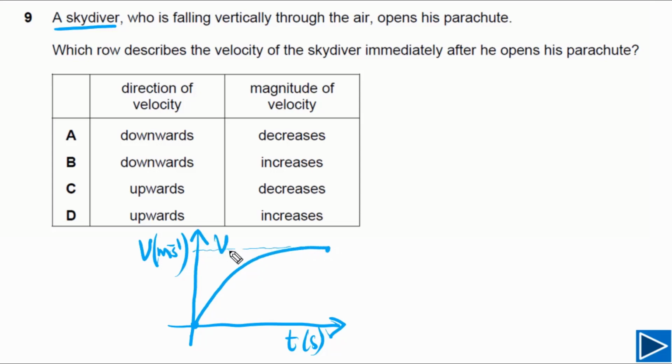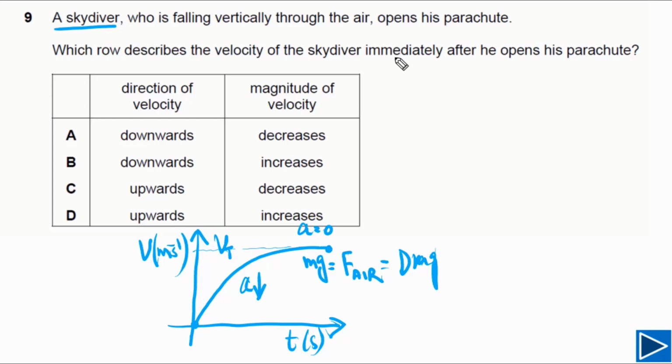Now if you look at this one, you can easily understand velocity is increasing but the gradient is decreasing. It simply means that the acceleration of the skydiver is decreasing with time, and finally at this point acceleration is equal to 0. Or simply we can say at this point mg is equal to the resistance, or we can say it is equal to the drag force. We can say simply it is equal to drag.